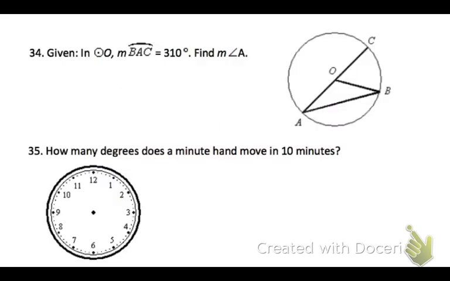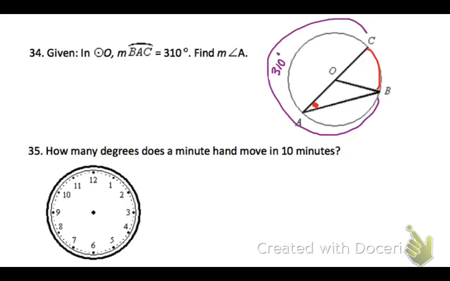All right, given in circle O is that the measure of major arc BAC is 310 degrees, and I want you to find the measure of angle A. So let's draw the major arc there. That's 310 degrees. Here is the angle A they want us to find. Now that is an inscribed angle, so I know it is exactly half of its intercepted arc. So if I can find the measure of that arc, then I can take half of it and find the measure of angle A.